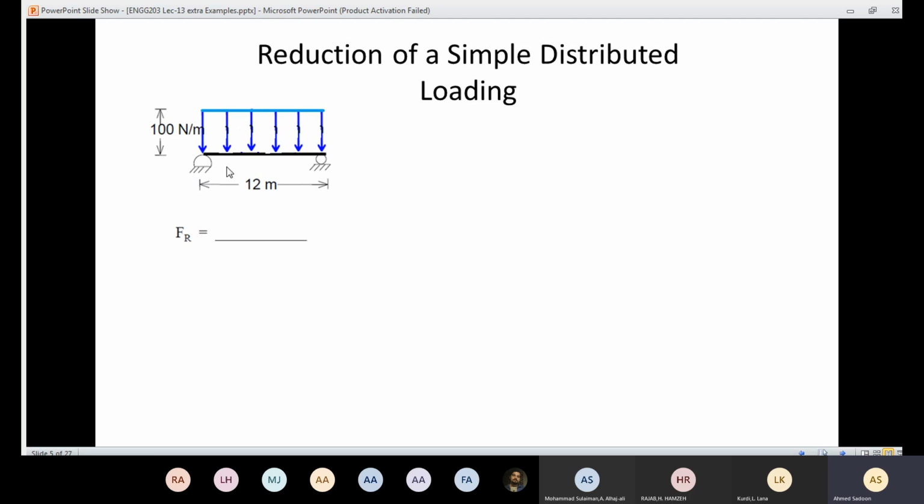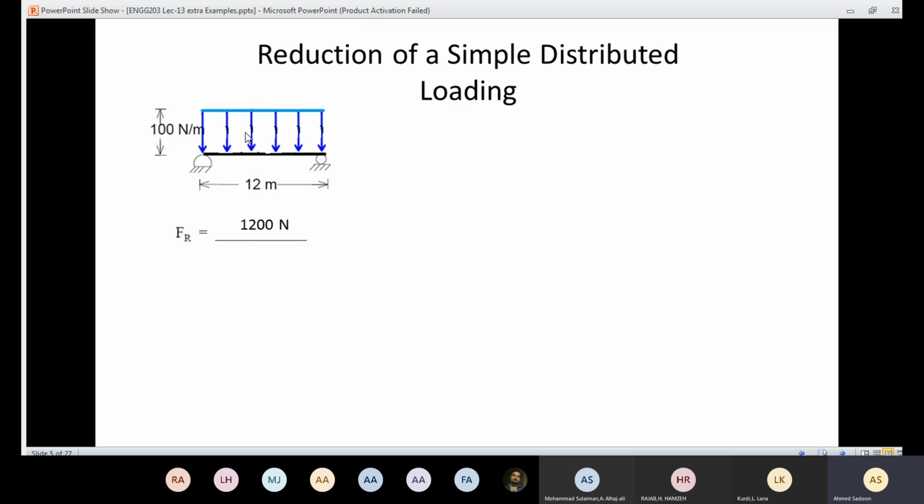Like we said, in order to calculate FR, we are going to evaluate the area for that diagram. So here is the height, and here is the base. We are going to say that the area equals the height times the base. We are going to end up with 100 times 12, which is 1,200 Newton.